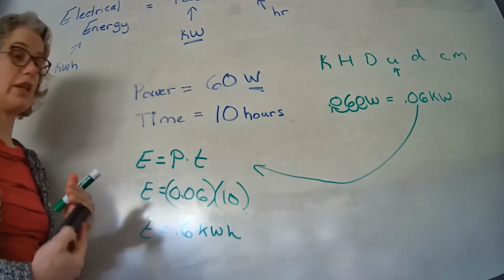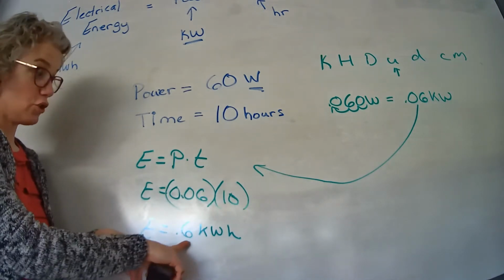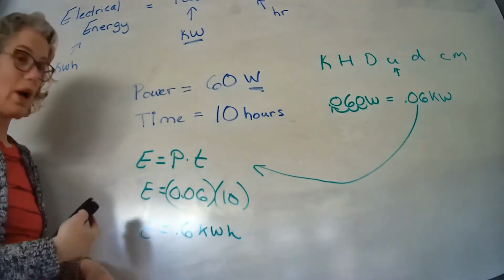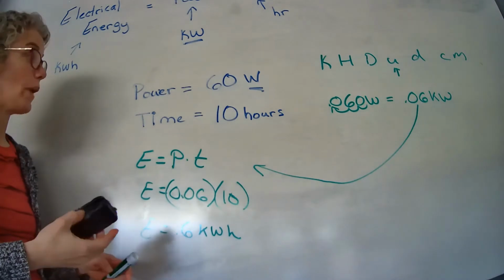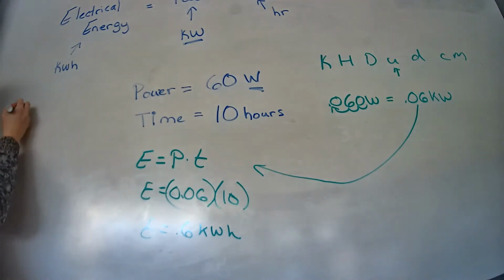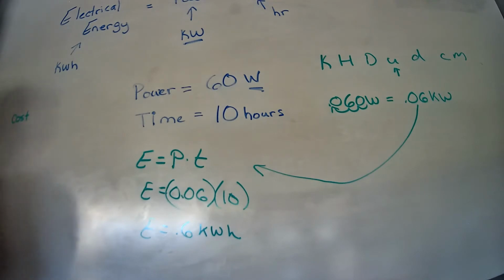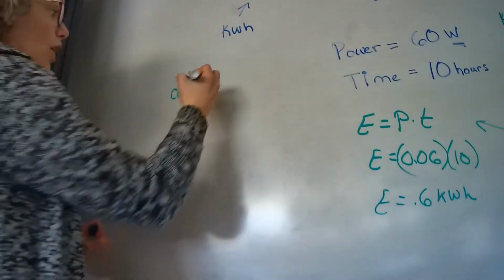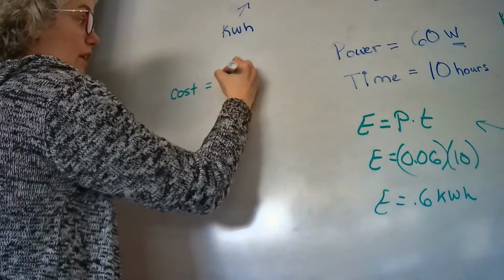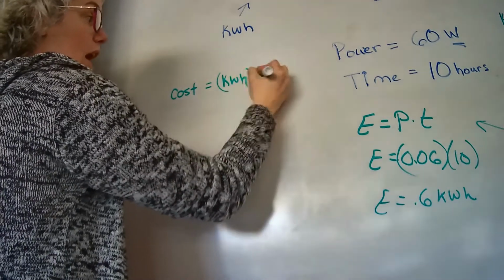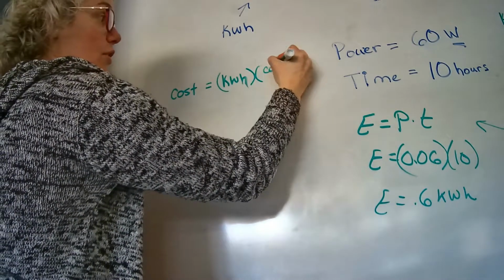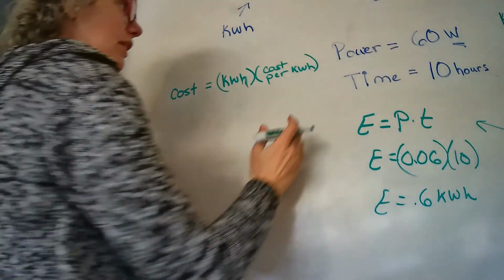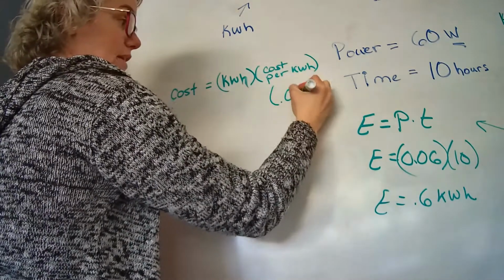Now you may be asked a question like, how much is this going to cost me to run this light bulb? It's a 60-watt light bulb for 10 hours. Well, to solve that, we're going to need yet another equation. And that equation says that basically the cost of the electricity that you are going to get charged from the electrical company is equal to the number of kilowatt hours times the cost per kilowatt hour. In Connecticut, most often that's about 8 cents.